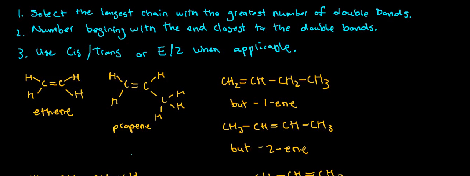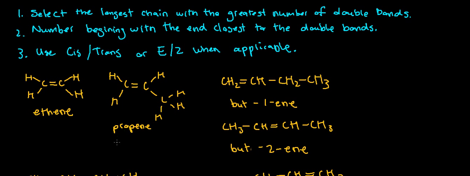For alkenes, we proceed normally, and the big difference is that the double bond is going to have a particular position in long chains. So we'll have to number the chain and then number where the double bond is. We select the longest chain. When there's a tie, we select the one with the greater number of double bonds. Number the chain beginning with the carbon closest to the double bonds, and then after we've done everything else, we use cis, trans, or the EZ nomenclature when applicable.